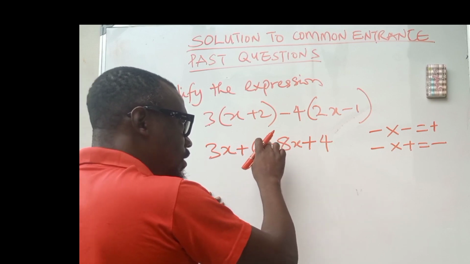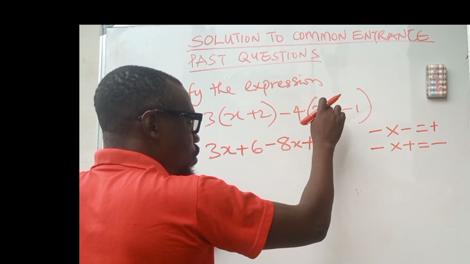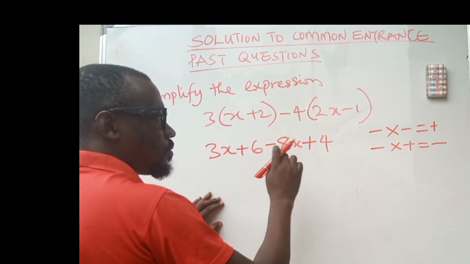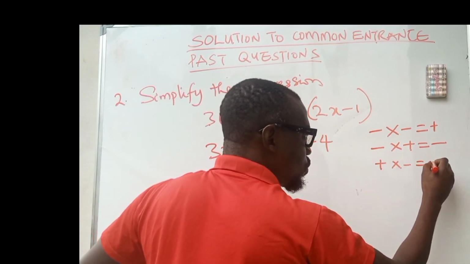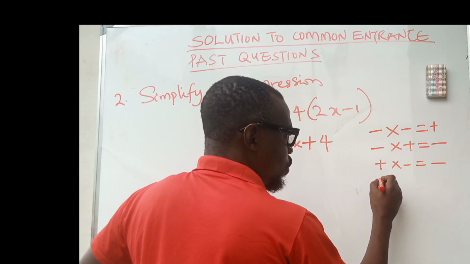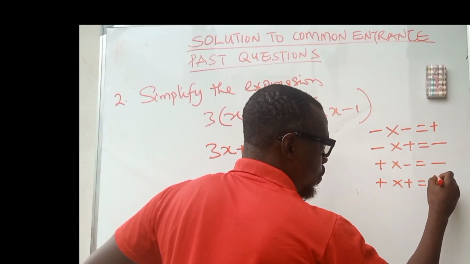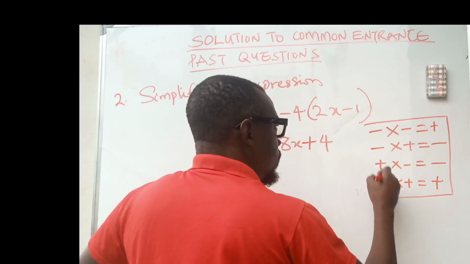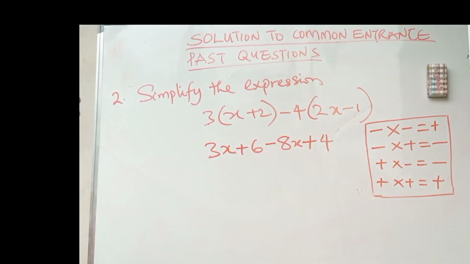Mind this integer is minus times 2x. It will give you minus 8x. Whenever you see plus times minus, it's still going to give you minus. As we all know, plus times plus will always give you plus. Please take note of this. It will help you in simplification and some other mathematical operations.